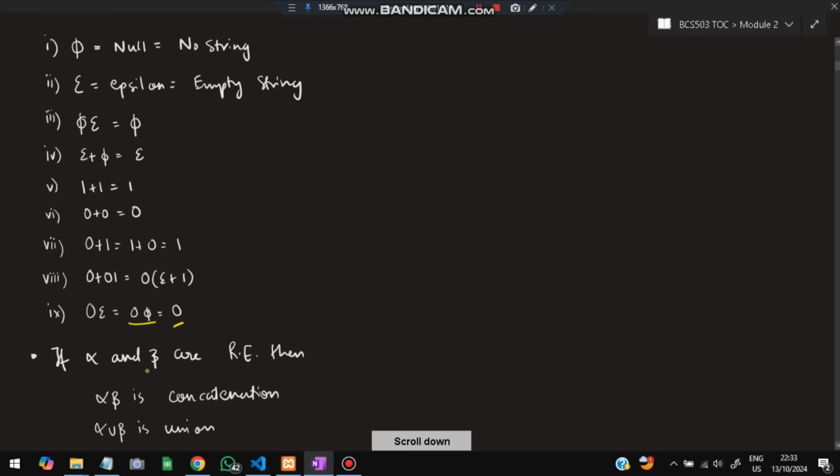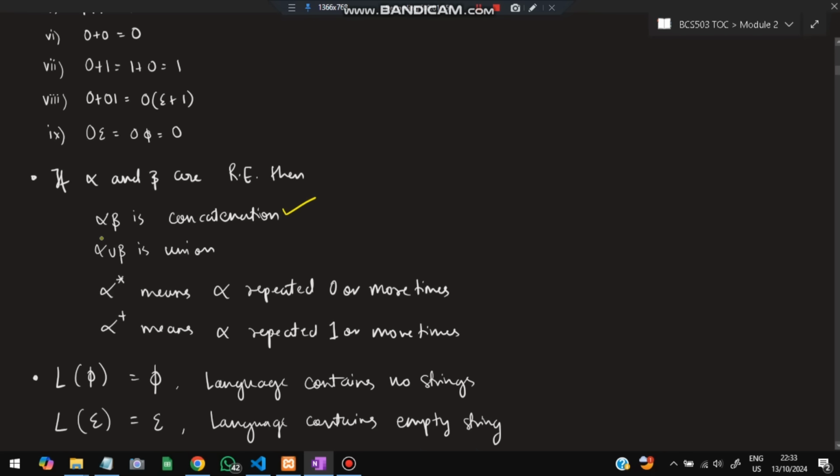If alpha and beta are regular expressions, then alpha beta is concatenation. Alpha union beta is union. Alpha star means alpha is repeated 0 or more times. This is the main difference: if you use star here, alpha is repeated 0 or more times. If it is a plus here, at least one time it will be repeated, one or more times.